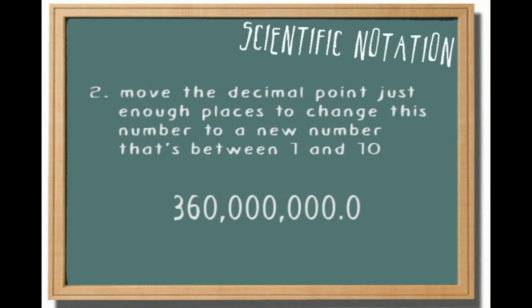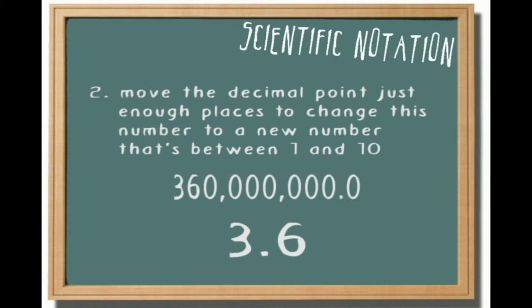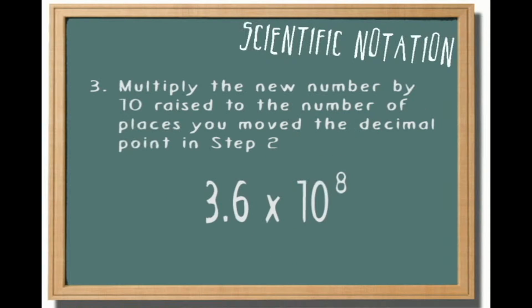So let's go back to 360 million. Only the 3 should come before the decimal point because we're using a number that's between 1 and 10. So the next step is to move the decimal point 8 places to the left. Get rid of all the trailing zeros, and your result is 3.6. Multiply the new number by 10, raised to the number of places you moved the decimal point earlier. So, since we moved the decimal point 8 places, we have to multiply the new number by 10 to the 8th power, hence getting 3.6 times 10 to the 8th.